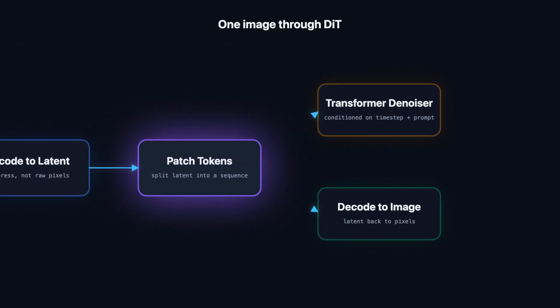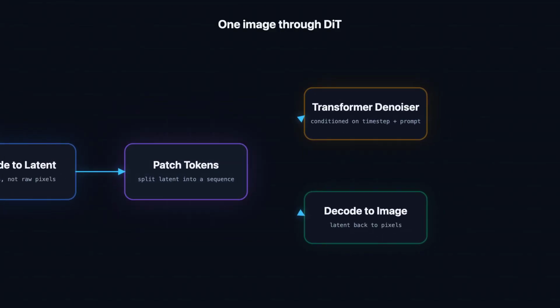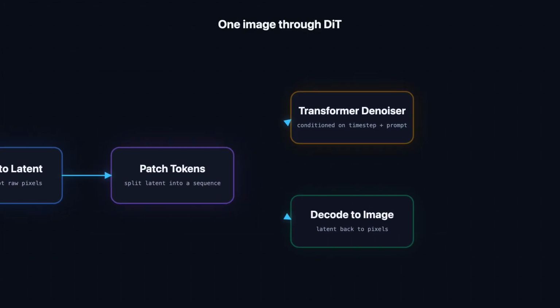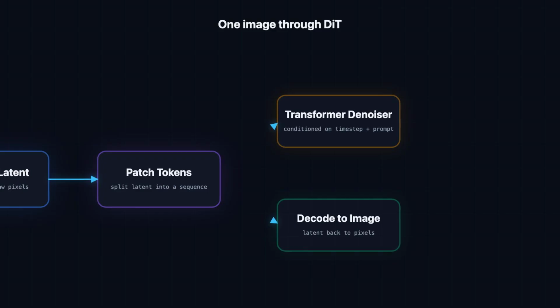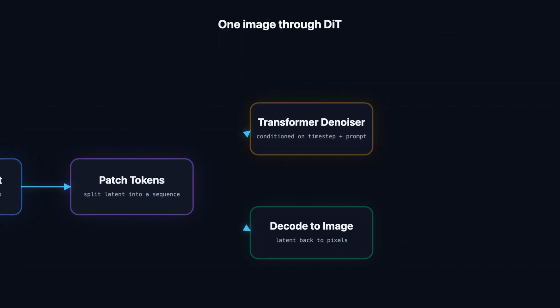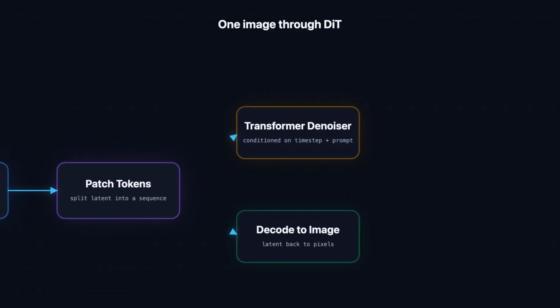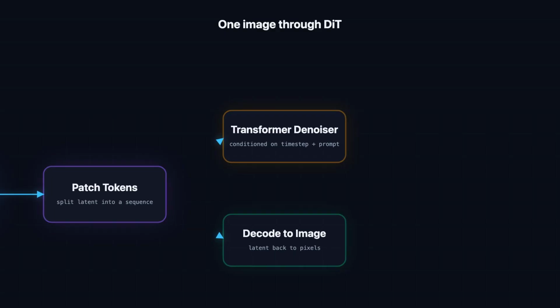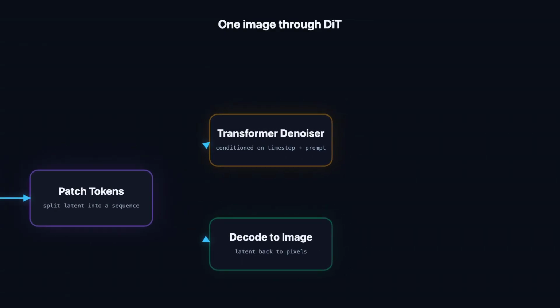Then that latent gets sliced into patches, and each patch becomes a token. This is the key move in the whole design. It turns the image into a sequence, exactly the kind of input a transformer was built to chew through, in the very same way it handles words in a sentence.